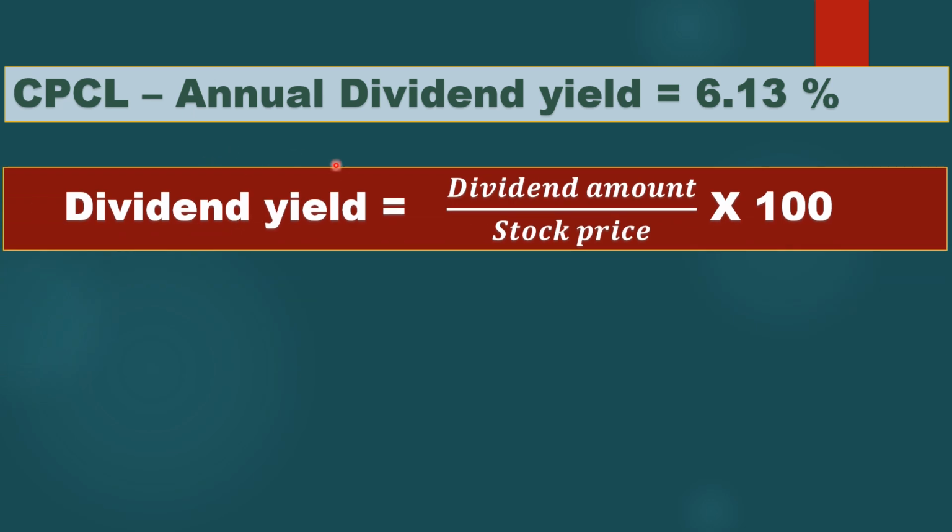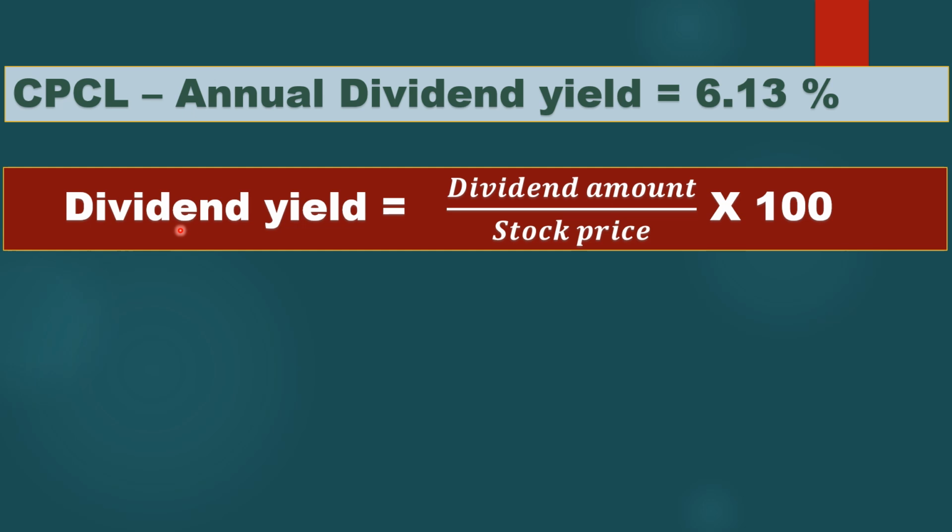Okay, how is dividend yield calculated? From dividend yield, we know how much dividend amount we will be getting from the stock. Now there are four quarters, so each quarter they will give dividend. The given dividend yield is the annual dividend yield.